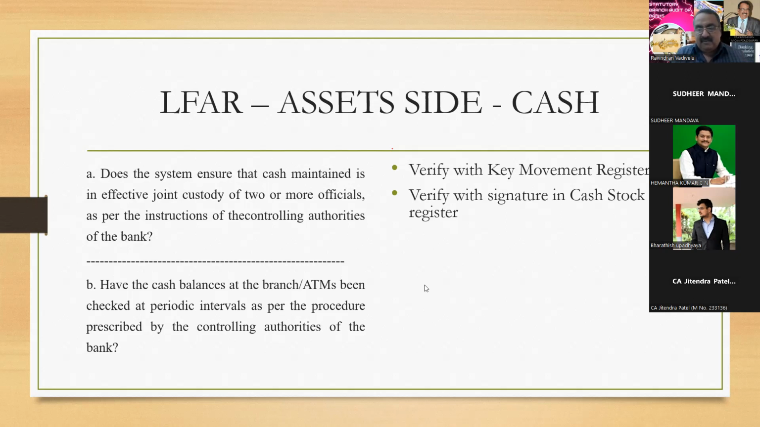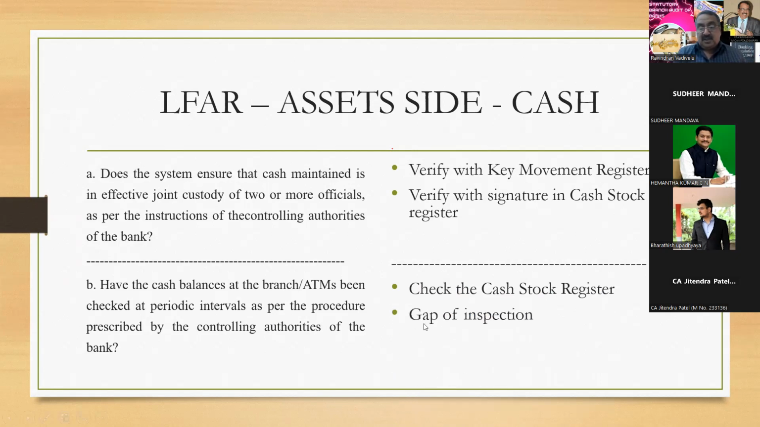Now I am moving to the second point. This is a very, very important area: the cash balance at the branch. You can verify the cash balance from the cash stock register, and whether cash and ATMs have been checked at periodical intervals as per the procedure prescribed by the controlling authorities of the bank. Here, I want to tell you, daily the officers are verifying it. And once in a month, based on the instruction given by the head office, the manager has to verify the cash on a surprise date.